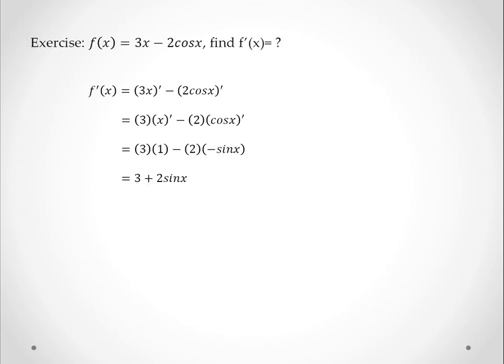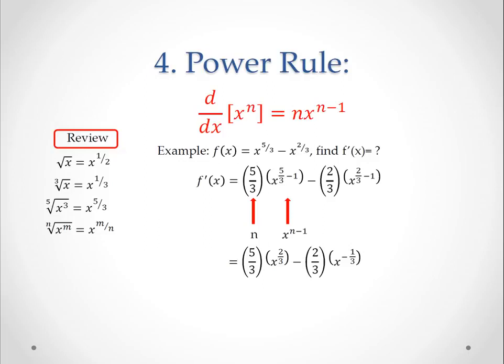So we can first look at the first term, 3x. The derivative of 3x is equal to 3 times the derivative of x, so it's equal to 3 times 1. The second term is 2 times cosine x. The derivative of cosine x is equal to minus sin x. So therefore, the final result can be written as 3 plus 2 sin x.